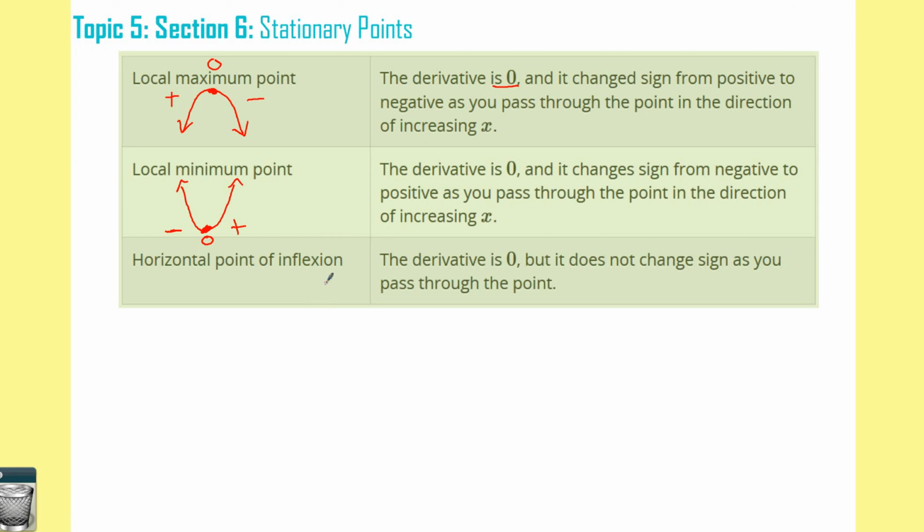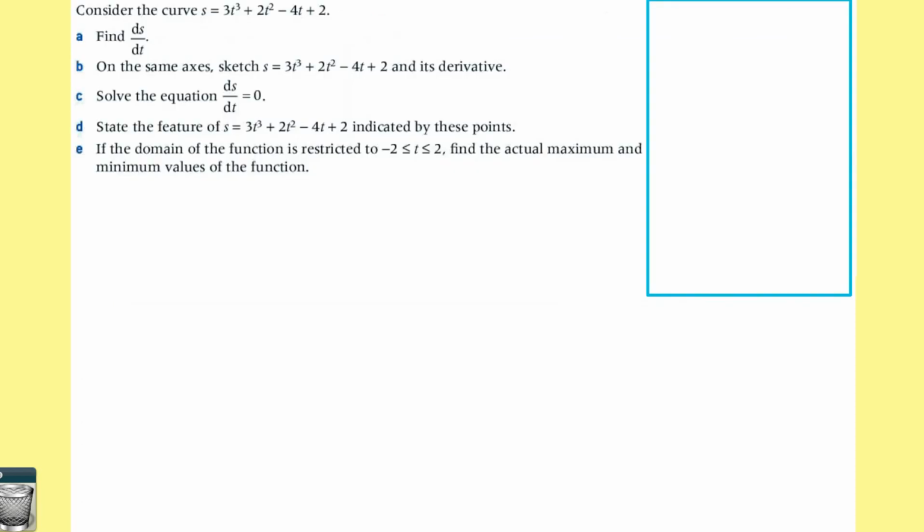An inflection point is just the same thing. Again, the derivative is still 0, but now it doesn't change sign. So we're going to have a positive, 0, and then a positive. The left side is going up and the right side is going up. Or the left side is going down, slope of 0, right side going down. I'll show you what that looks like again in a little bit. So let's do some problems.